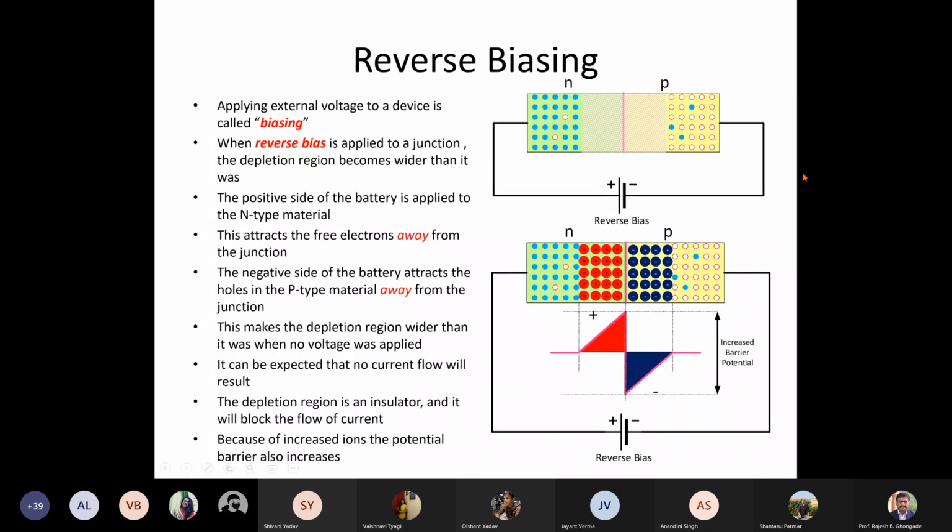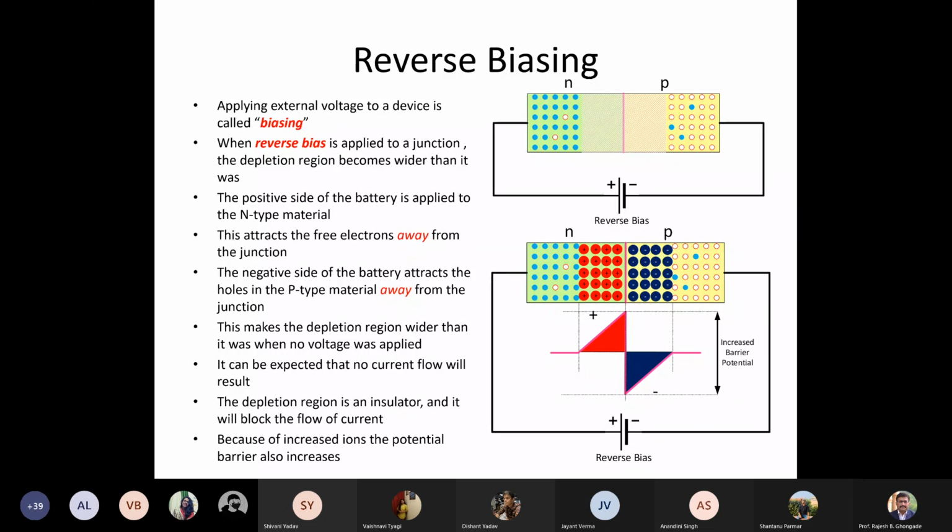Or in other words, this particular PN junction will act as if it is a switch which is turned off. So because of reverse bias, we are turning off the device. It won't allow the flow of electrons. But at the same time, you will see one very interesting thing happening.